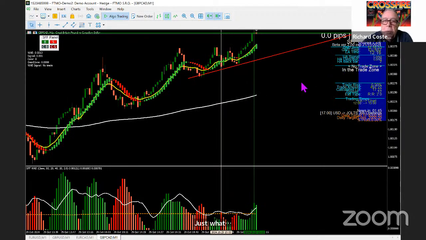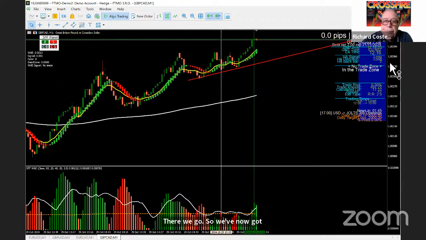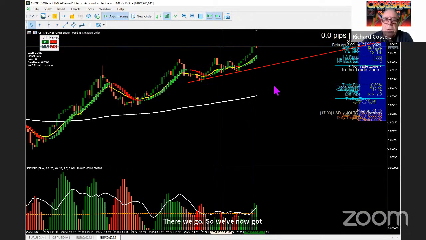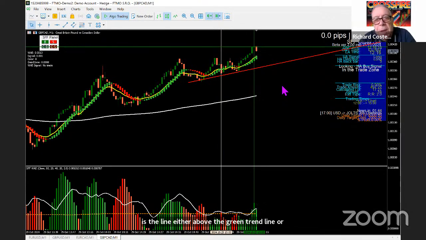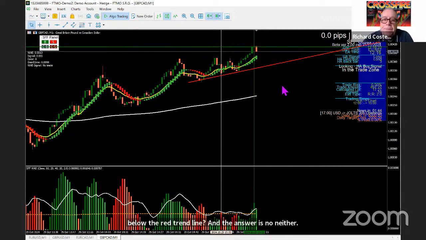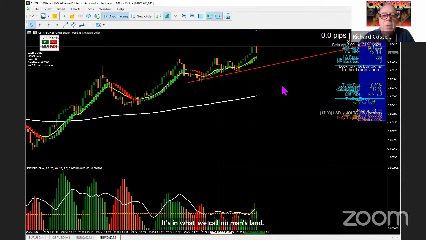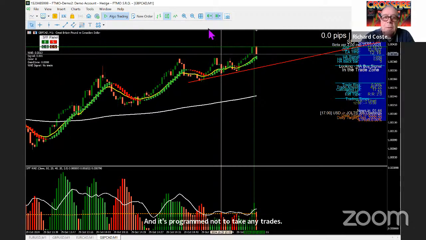So we've now got the two trend lines. My trading assistant is now saying to itself, is the line either above the green trend line or is it below the red trend line? And the answer is neither. It's in what we call no man's land between the two trend lines, and it's programmed not to take any trades.